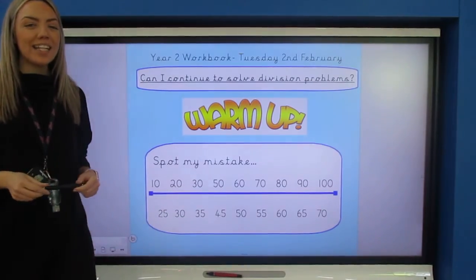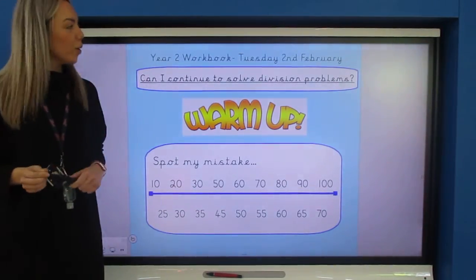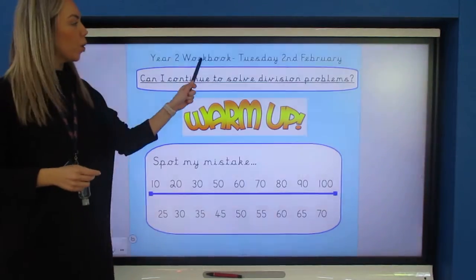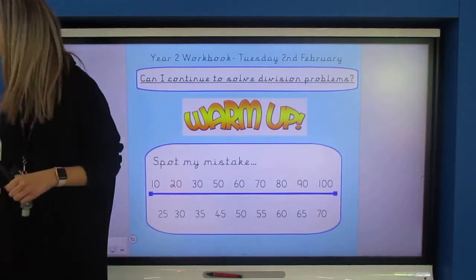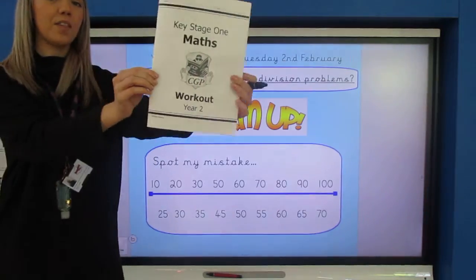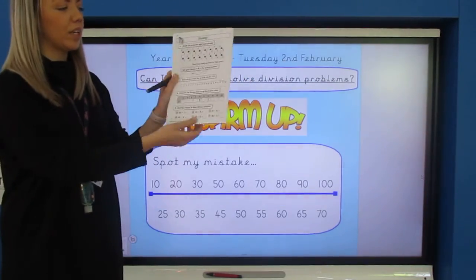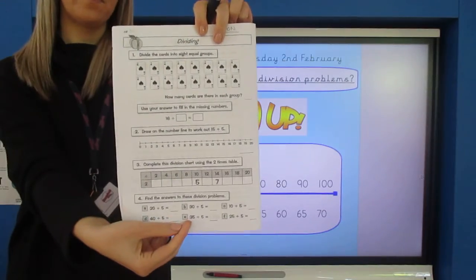Hello Year 1, it is Tuesday and it's time for your maths lesson, if you have the Year 2 workbook, okay? Now the Year 2 workbook looks like this, just to make sure you've definitely got the right one. And today we are going to be working on page 14.